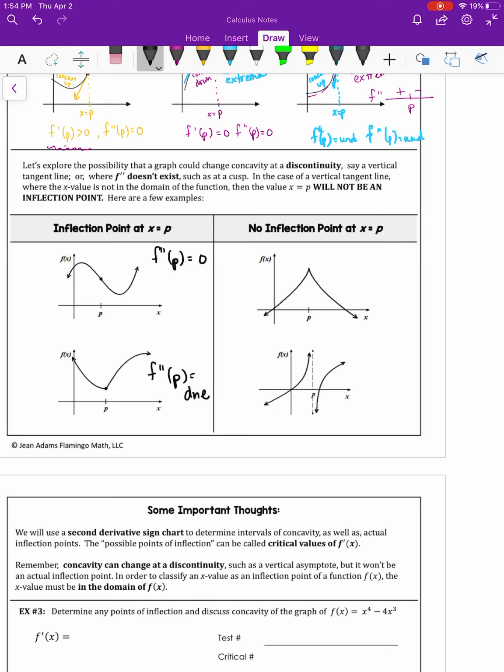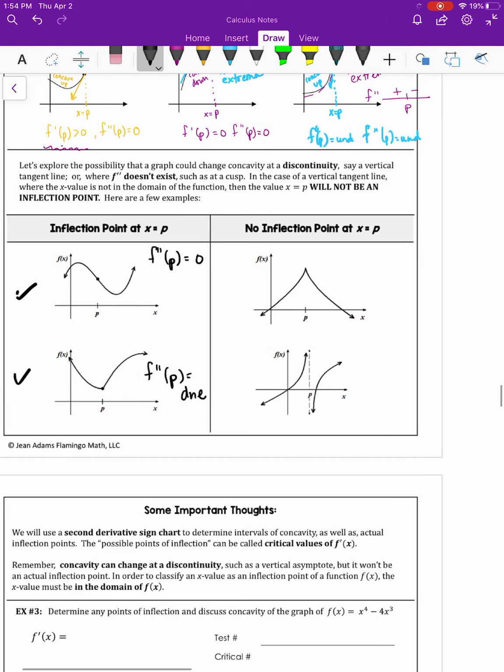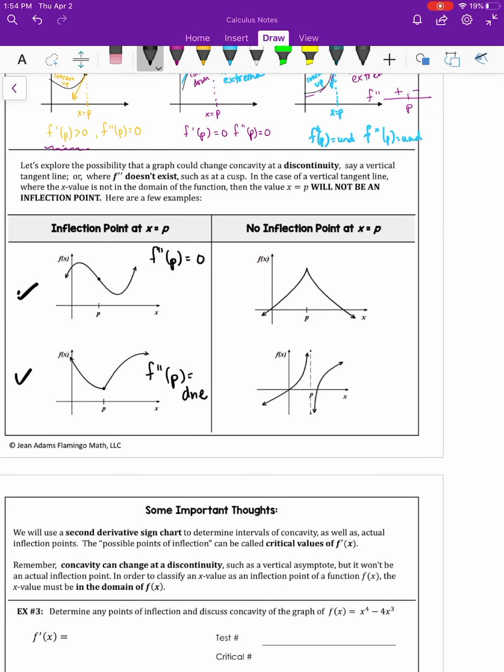Your second derivative does not exist, but when you do your sign, look, it goes from being concave up to concave down. So it still is an inflection point. So these two, you still have inflection points for that situation. But over here, look at what happens. So your first derivative does not exist, right? Oh, I put x instead of p. Your second derivative at p does not exist.